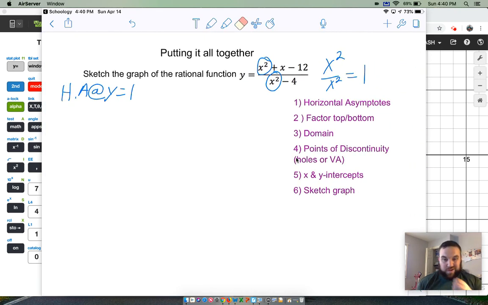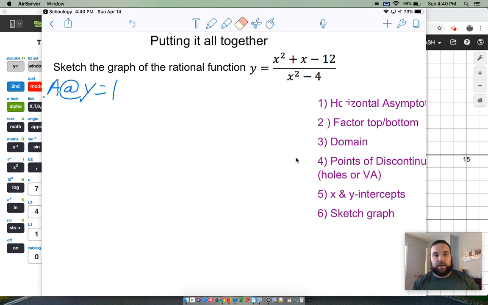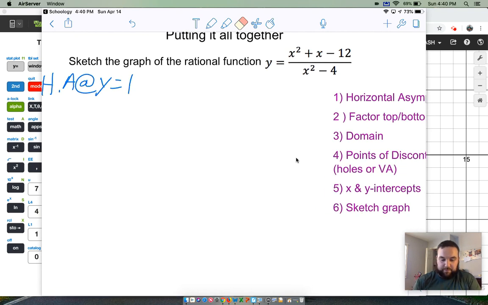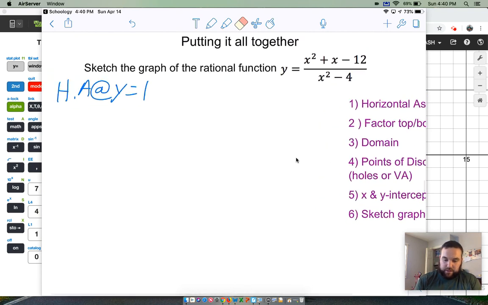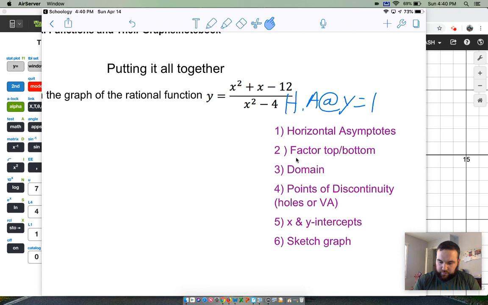Once I have the horizontal asymptote done, I can get rid of all this stuff, and I can go about what we did in 8.3.1, which is to factor the top and the bottom and do the rest of the problem. So I'm just going to put this over here, and then we'll go about doing the rest of this thing.